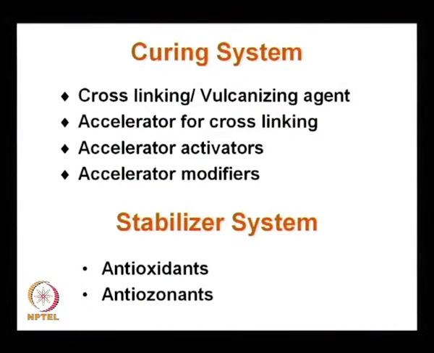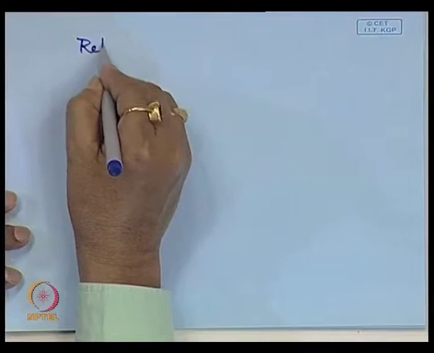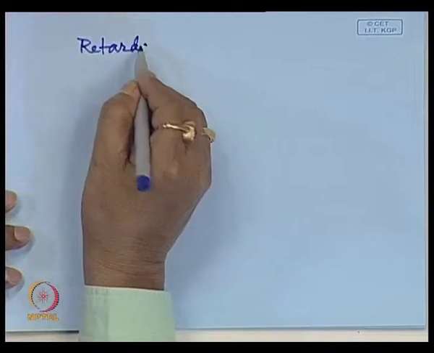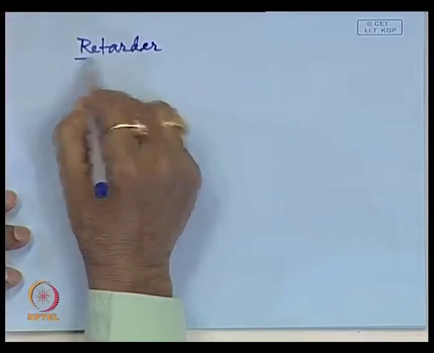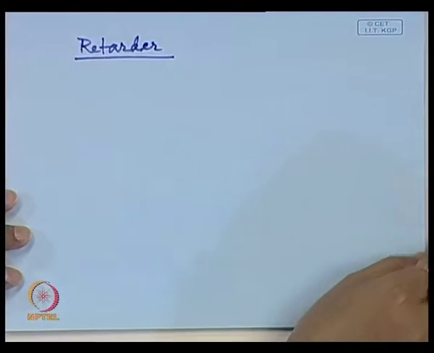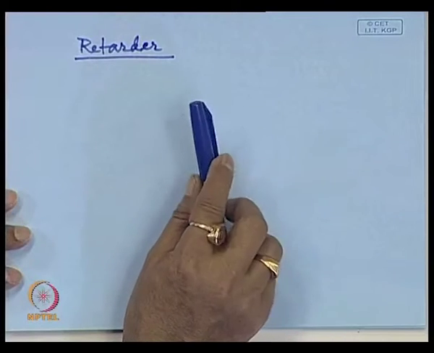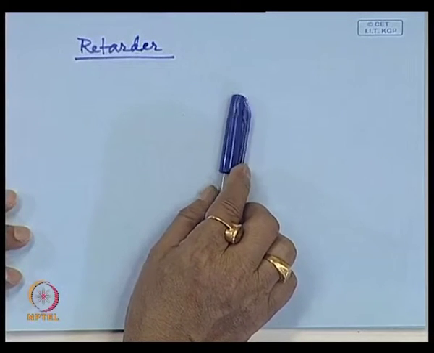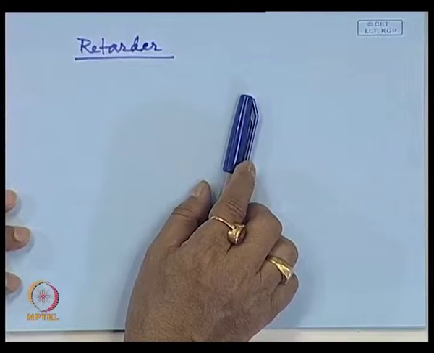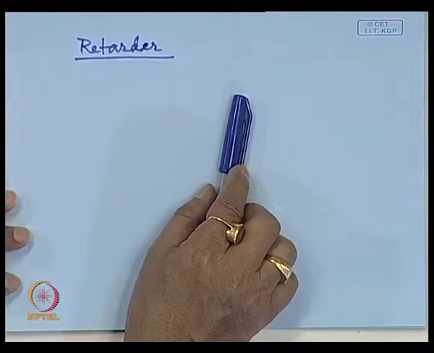These modifiers may be of two kinds. One is retarder. Mostly modifiers are retarders, retarder molecules. That means that retards the vulcanization, or premature vulcanization or premature cross linking before final shaping. Retarder molecules are used, say N-cyclohexyl thiothalimide.